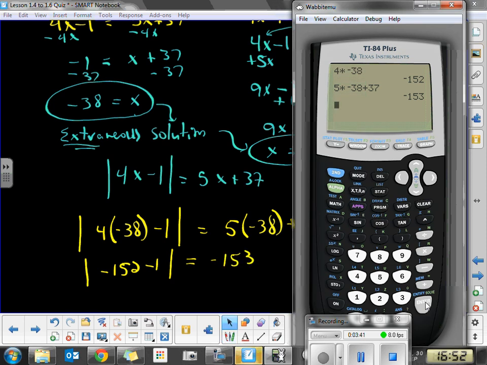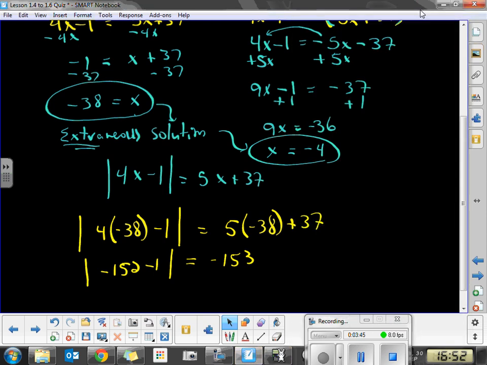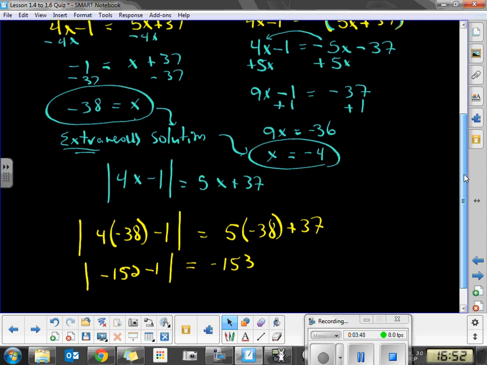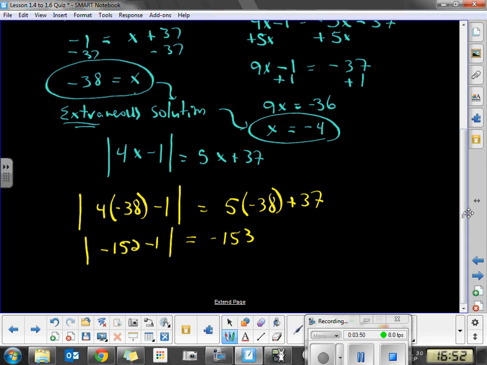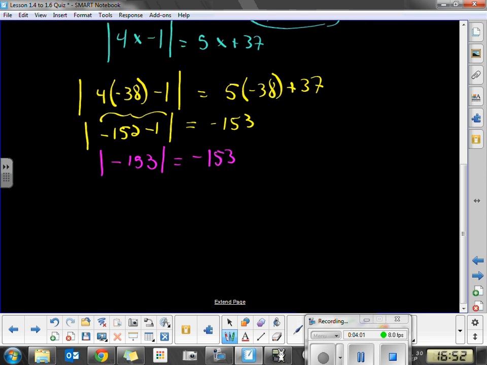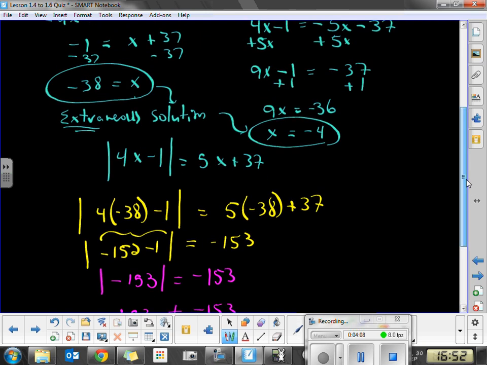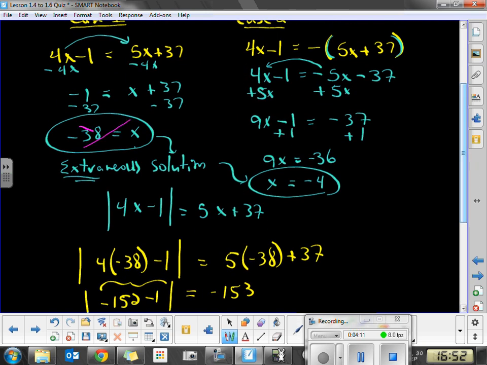On the left side, I come back and evaluate my absolute value. Negative 152 minus 1 is the absolute value of negative 153. Is that equal to negative 153? But the absolute value of negative 153 is a positive 153, and that does not equal negative 153. So what I found is that this solution, x is negative 38, is extraneous, and I want to omit it from my solution set.